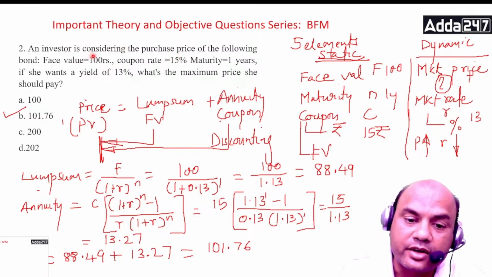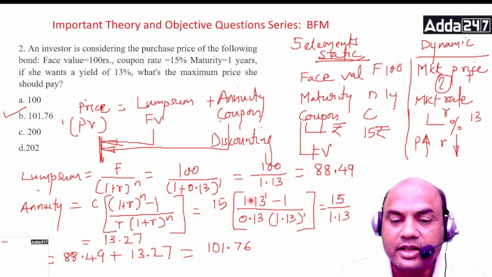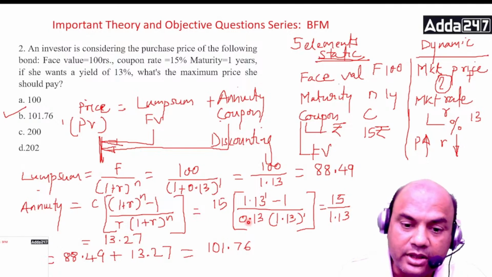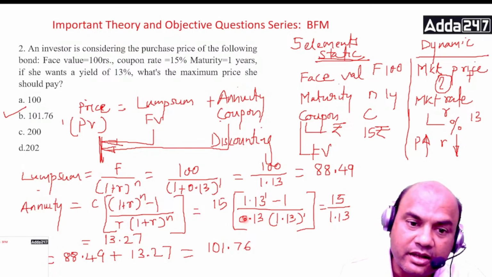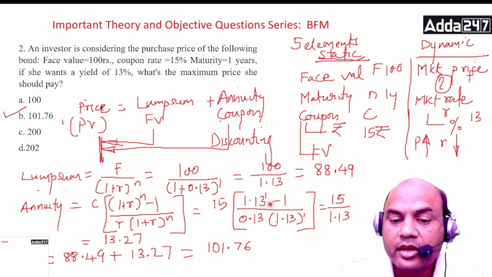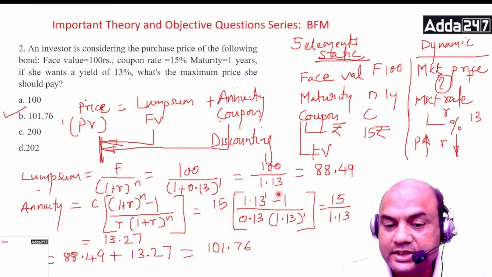15% on 100, so 15 rupees. 15 into 1 plus R raised to N, so that is the same 1.13 raised to N, the same one which we got earlier, 1.13 minus 1 upon R. R is 0.13 into again 1 plus R raised to N. 1.13 raised to 1. So 1.13 minus 1 becomes 0.13. This gets cancelled. So 15 upon 1.13.